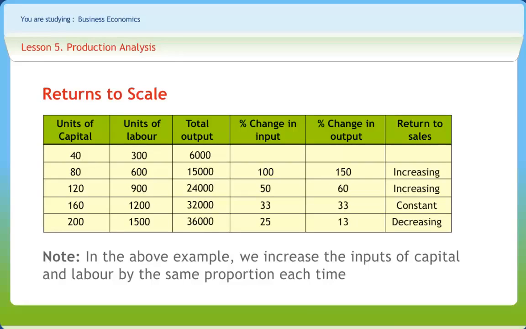Now, if we increase the units of capital to 200, we see that the percentage change in output is less than the percentage change in input. Thus, at this stage, decreasing returns to scale operates.